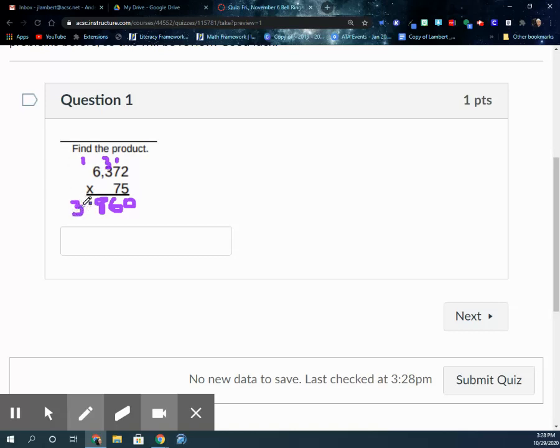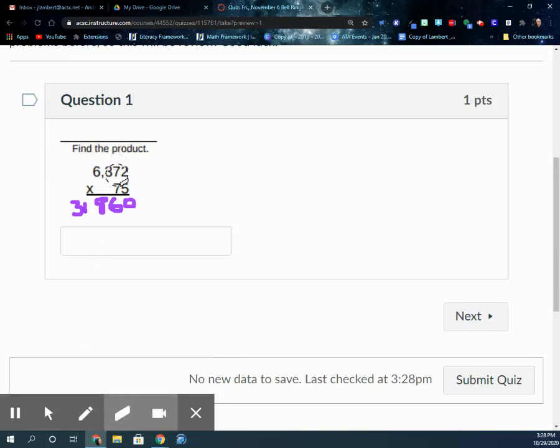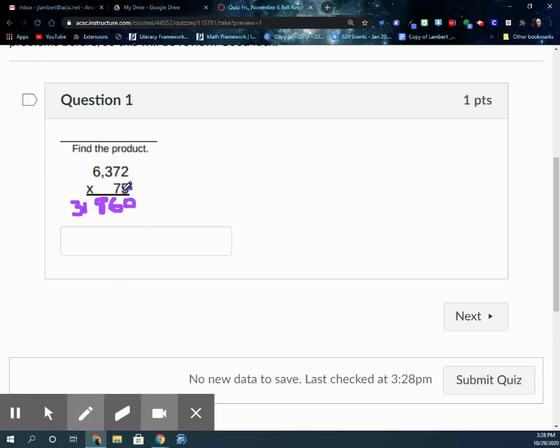5 times 6 is 30, plus 1 is 31. So we got 31,860 for that one. And now we need to go on through and do our second set of digits here. Now I'm going to get rid of the 5 because I've already dealt with them. Now I'm into my 10 spot. And remember, in order to deal with our 10s, just like we did with our 1, we will need to drop a 0. It's that powers of 10 trick.